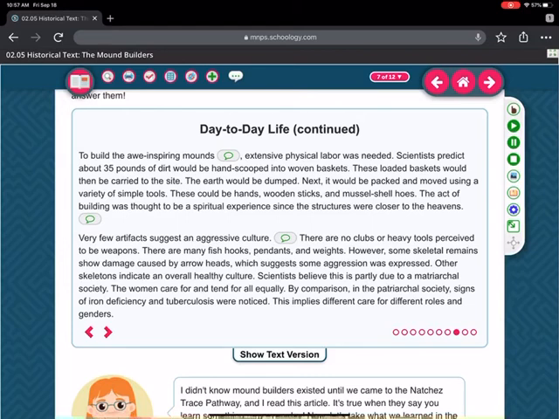To build the awe-inspiring mounds, extensive physical labor was needed. Scientists predicted about 35 pounds of dirt would be hand-scooped into woven baskets. These loaded baskets would then be carried to the site. The earth would be dumped. Next, it would be packed and moved using a variety of simple tools. These could be hands, wooden sticks, and mussel shell hoes. The act of building was thought to be a spiritual experience since the structures were closer to heaven.